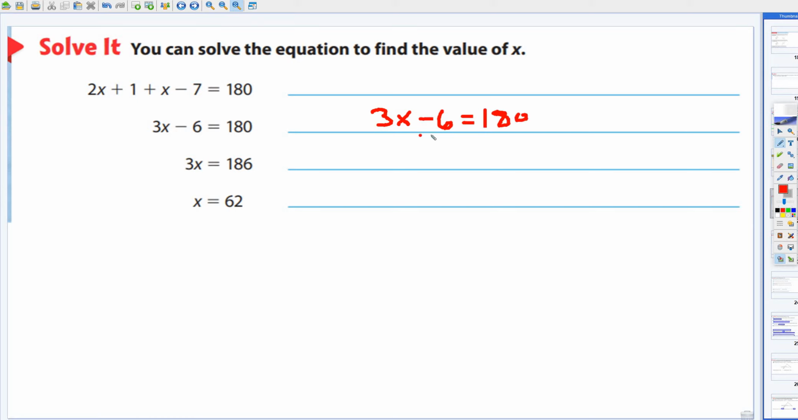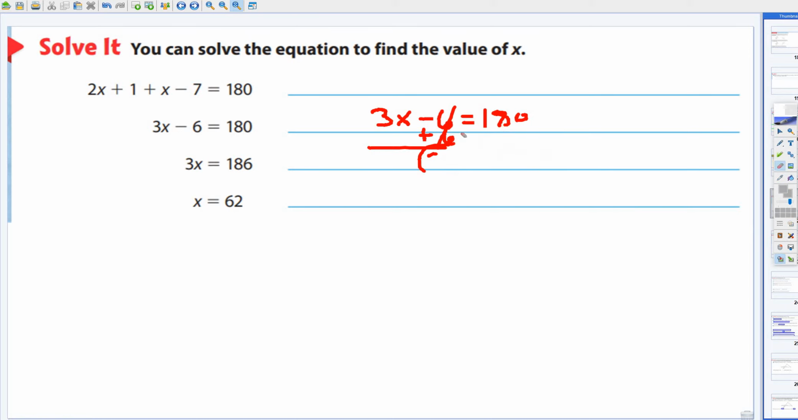So I'm going to add 6 to both sides of the equation. Negative 6 plus 6 is 0. 180 plus 6 is 186. And then you have 3x. Right? There it is. Right here.